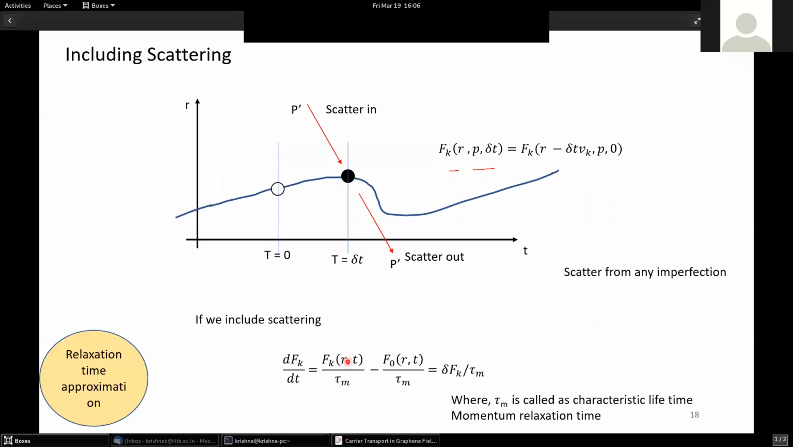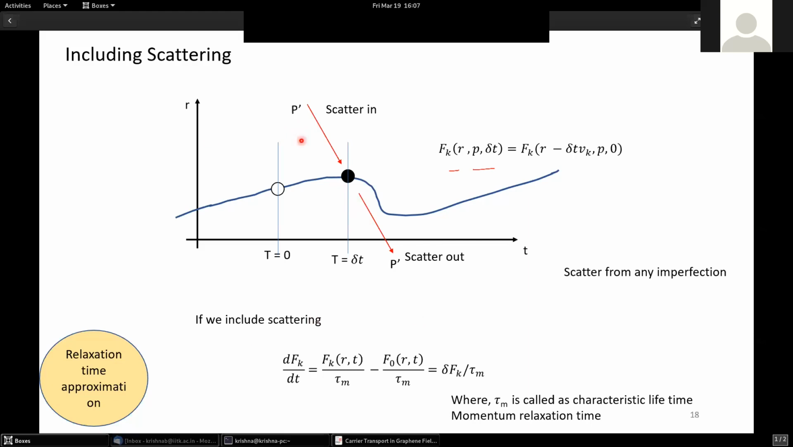Now, in the previous case, we did not assume any sort of mechanism in which an electron gets scattered in or scattered out. What I mean by scattered in or scattered out is you have an electron moving with a particular momentum p. There is a probability of this momentum being changed to p dash. Either you have an electron which had a momentum p dash in the first case and then got scattered into p, or you have an electron with momentum p and got scattered out to p dash.